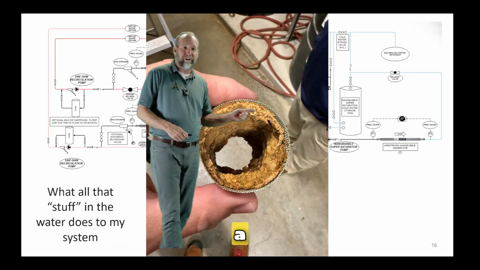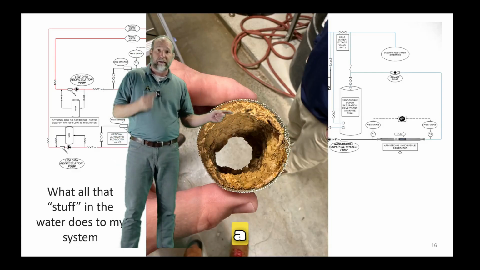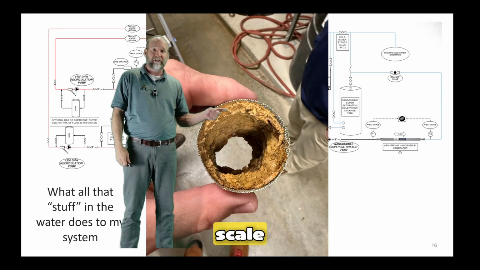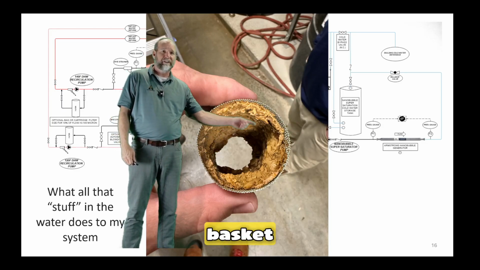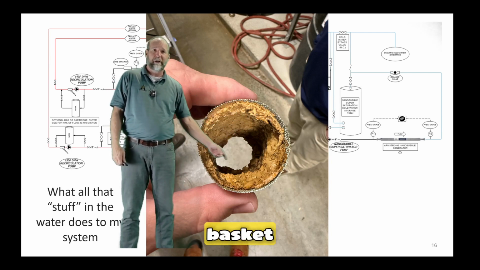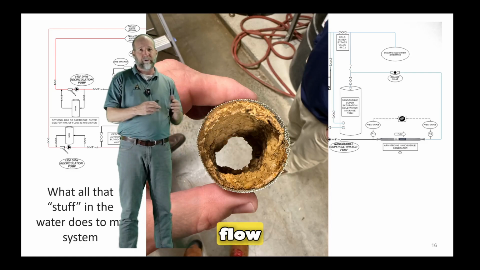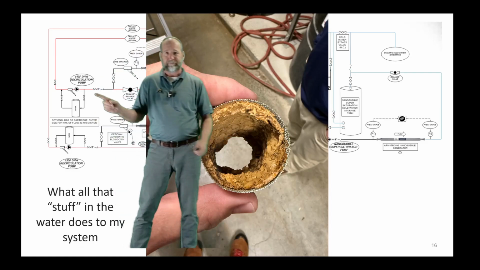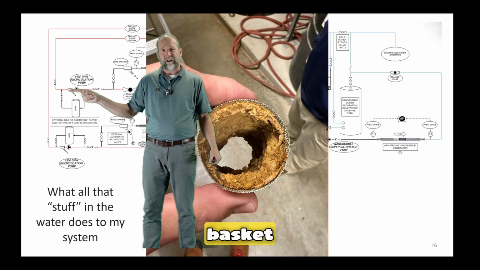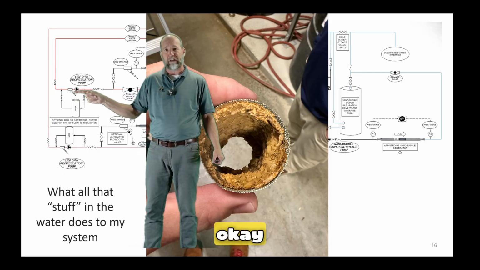Here we go. This is a strainer on an inlet to a domestic water circulator pump that's all filled up with scale and packed in tight, right? So a strainer basket like this is not going to flow very much water. In this case, when we took this strainer basket out, the pump wasn't able to flow any water at all. Again, we're talking about these circulator pumps right here. That strainer basket came out of this strainer right here, okay?